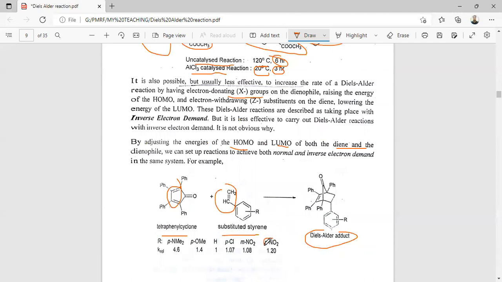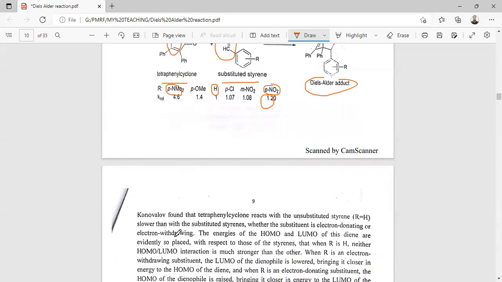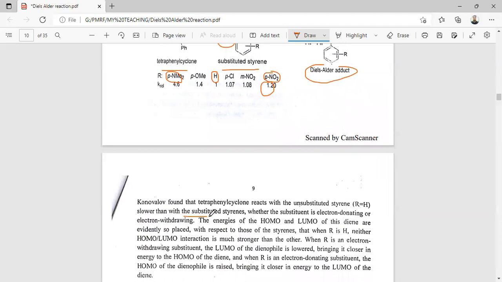When an electron withdrawing substituent is on the para position, the rate is higher compared to the normal. And also with an electron donating substituent at the para position, the reaction rate is also higher. So it is found that tetraphenylcyclone reacts with the unsubstituted styrene slower than with the substituted styrene, whether the substituent is electron donating or electron withdrawing.